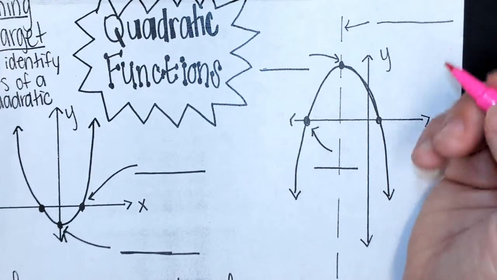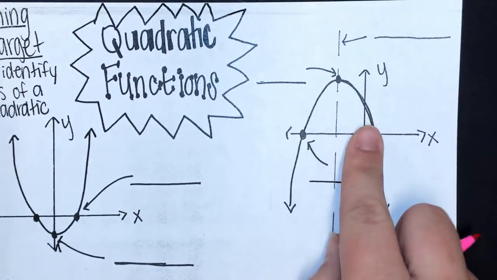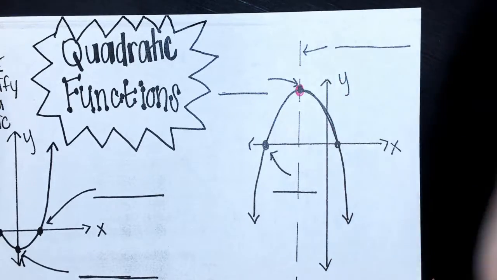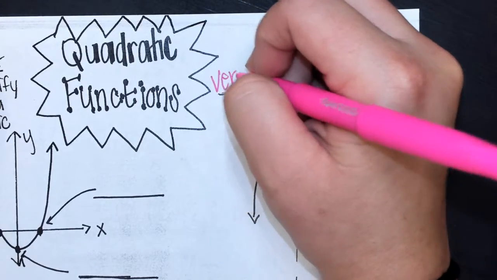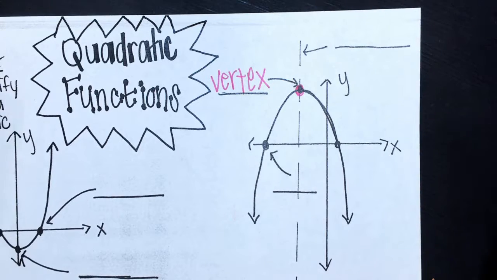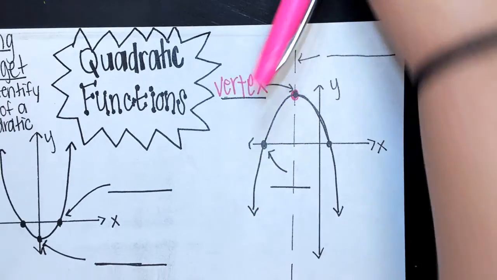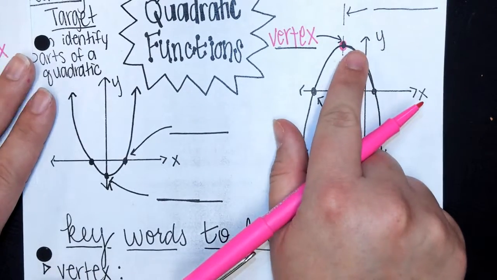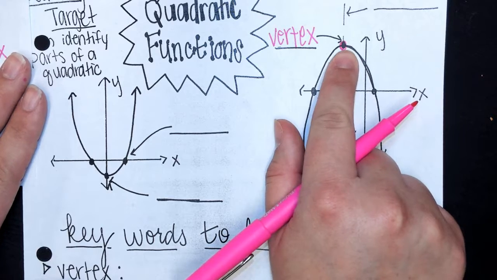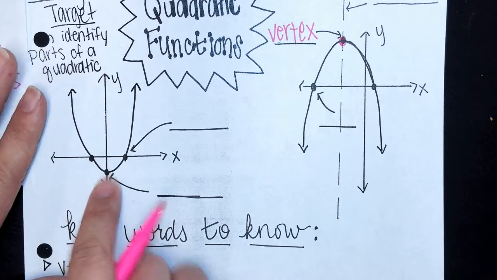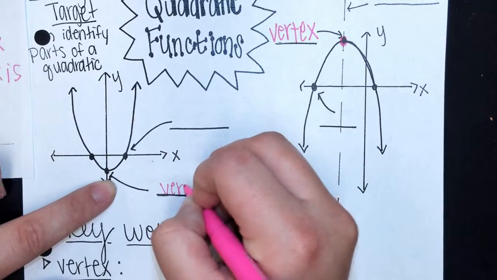So let's look at this. The first important part of this graph is this point right here. It's the highest or lowest point. It's called the vertex. It's the highest or lowest point your graph can go. So if you're looking at this point, the highest point is our vertex. And down here, this is the very lowest point. So that's also our vertex.